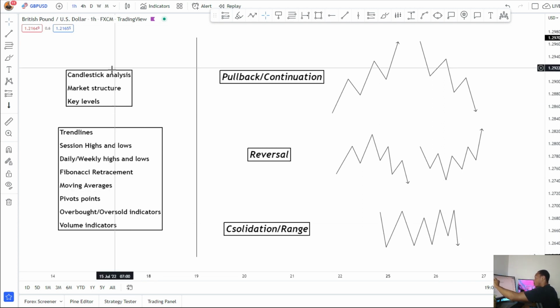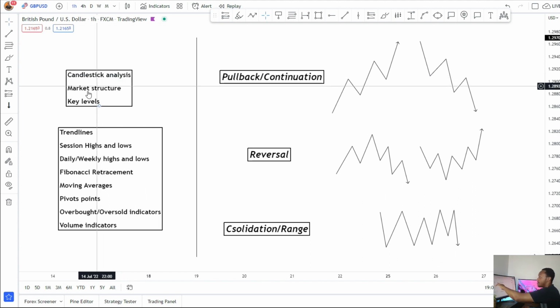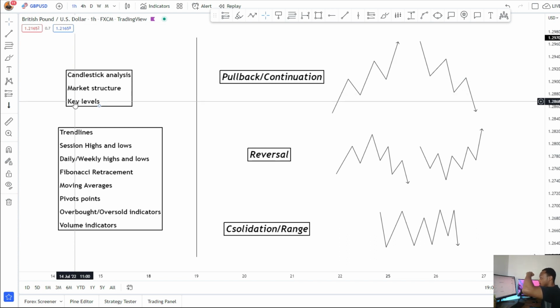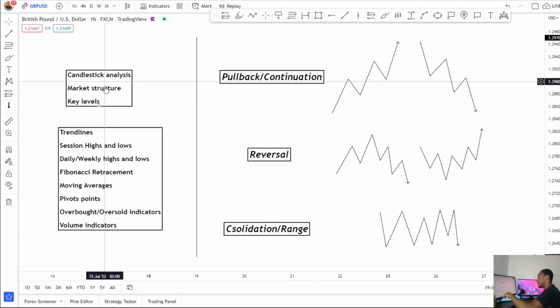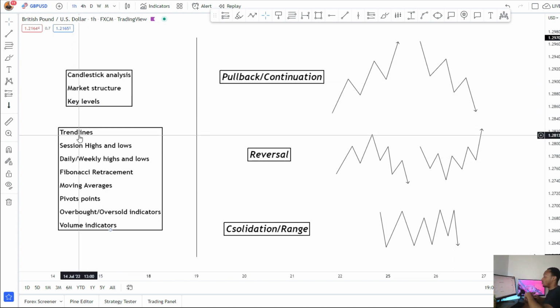So this is the core for me. This is the core of your trading: candlesticks, market structure, highs and lows, and the key levels of support and resistance, where the market usually turns around. Those are the key things you want to be focusing on learning. And all of this is additional to help with the confluence and our win rate in trading.